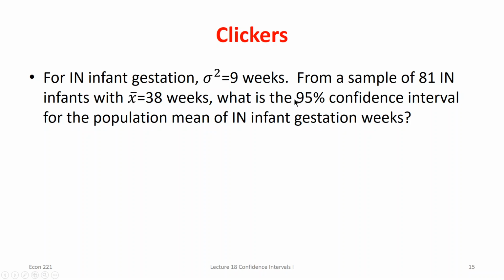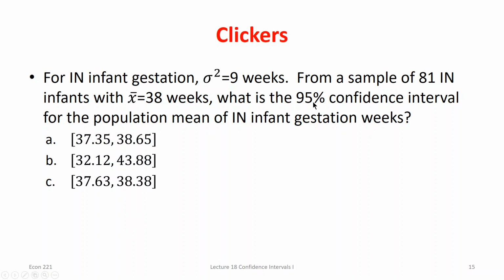If I want to know where the true population mean is, or the true average length of a pregnancy, I want to build a confidence interval where I could say the true average is somewhere in this range. Okay? And I want to build it and be able to say that with 95% confidence. Okay? So we look at all these options.